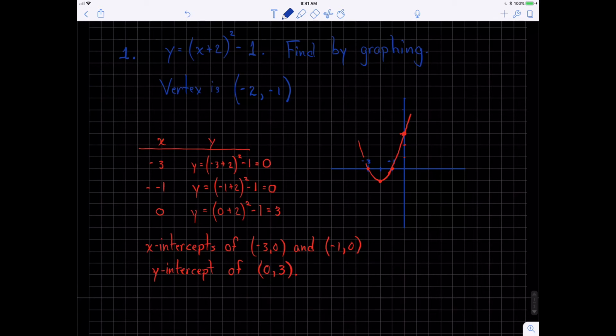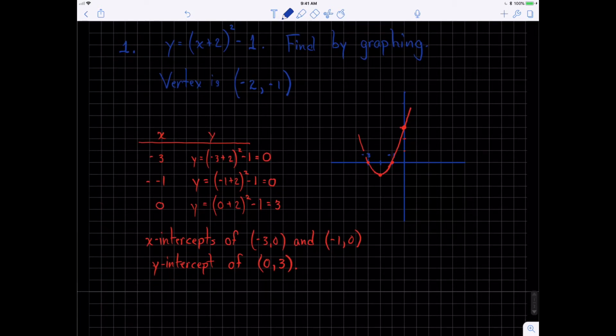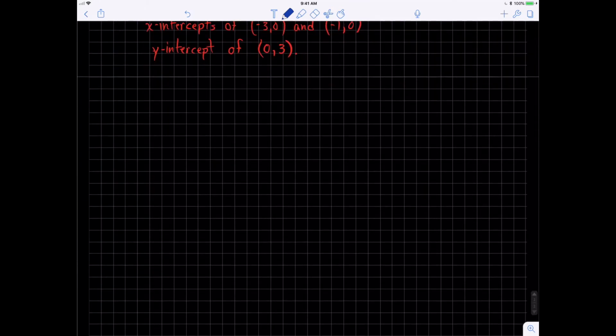Hi, in this video we're going to continue looking at the parabola y equals the quantity of x plus 2 squared minus 1. And here is the picture of what we just saw where we found the intercepts by graphing. So now we're going to rework the problem. The problem is x plus 2 squared minus 1. But what if we didn't have a graph?